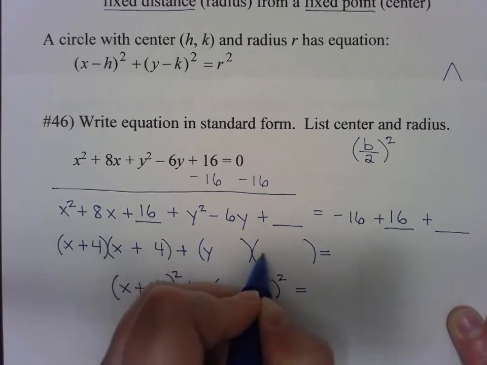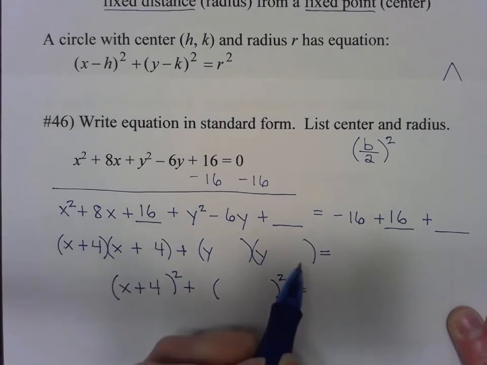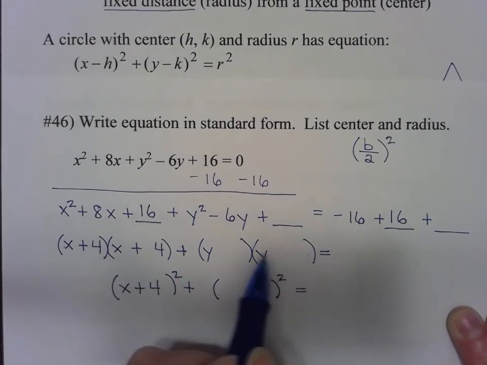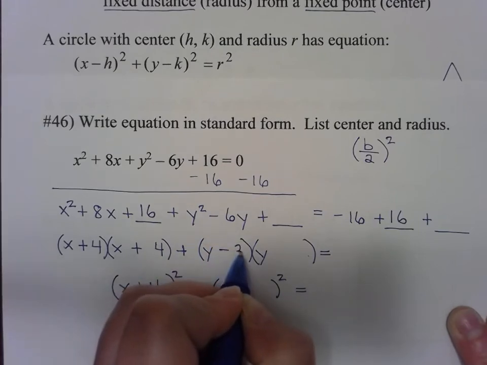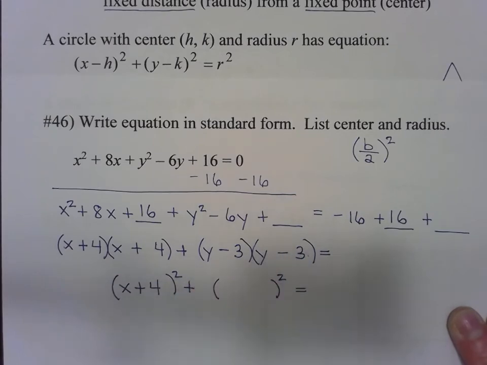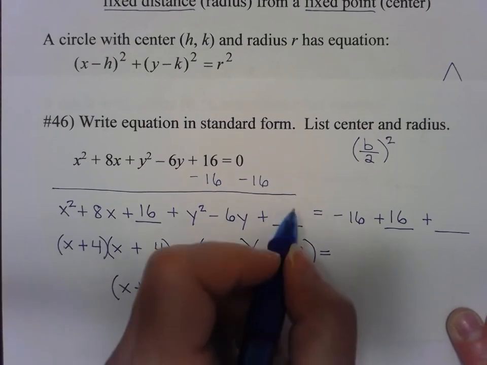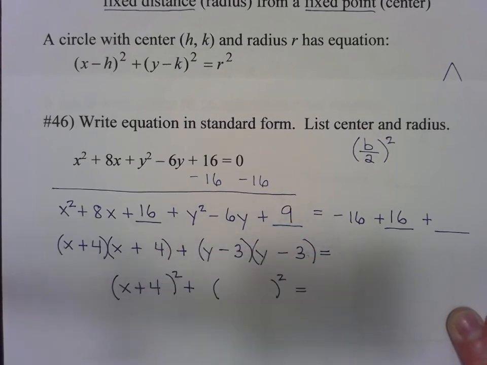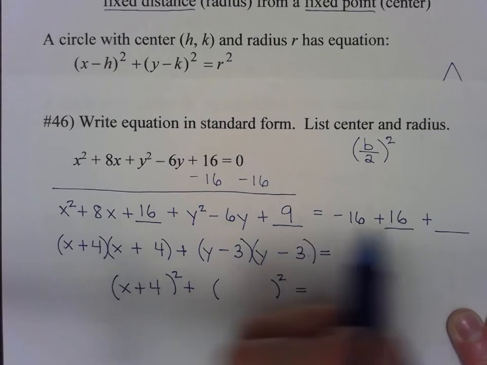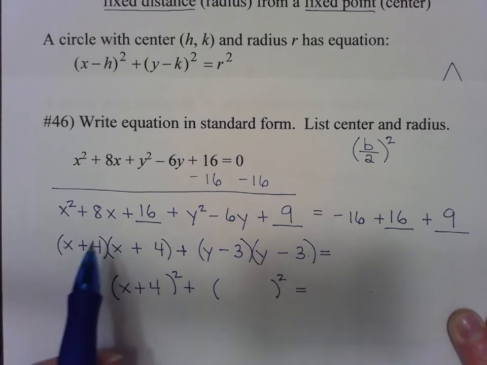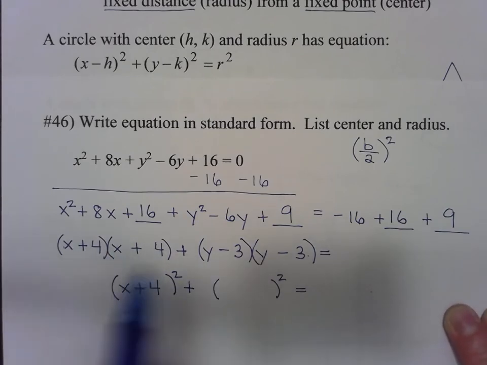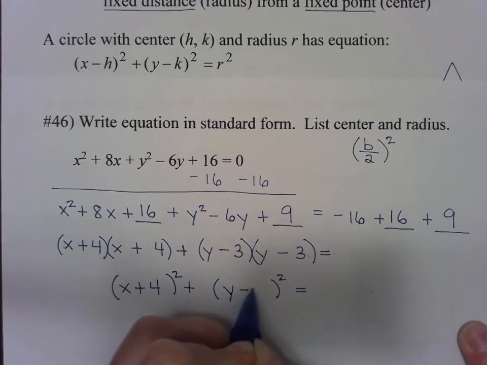I'm definitely going to have y and y. I need two equal numbers in the back that add to -6. Because they're equal, the only possibility is -3 and -3. And then -3 times -3 gives me 9. Anything I add to the left, I also have to add to the right, mostly because I don't want to change the equation, I'm just rewriting in a different form. So I have to keep it balanced. So this becomes y minus 3 squared.